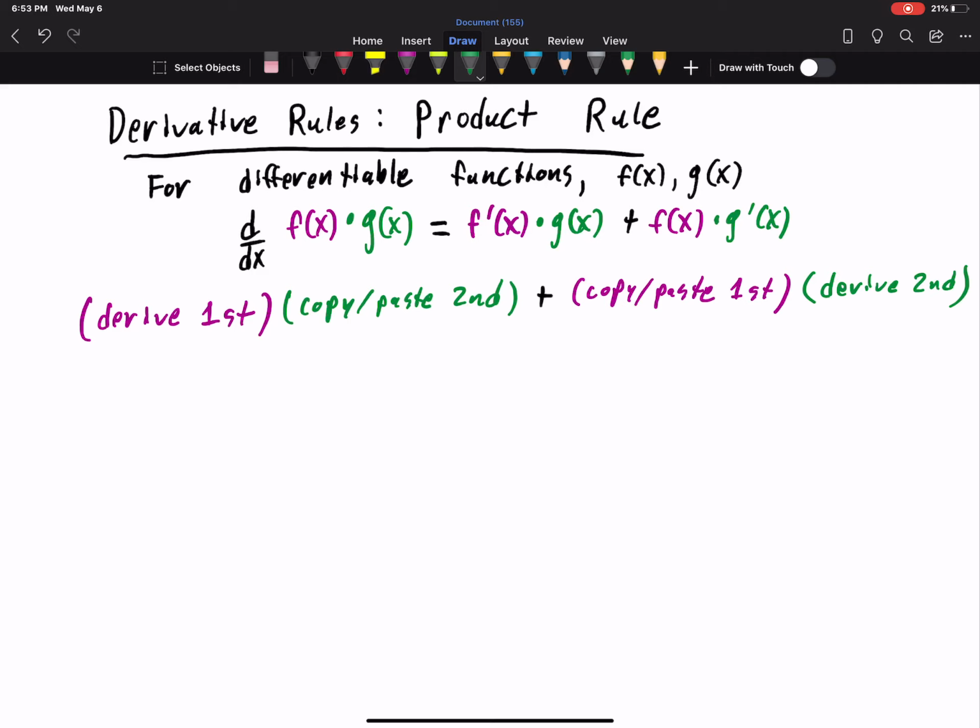So what is this actually saying? When we derive f of x times g of x, we're deriving the first one, we leave the second one alone, plus leave the first alone, derive the second one. So that's exactly what this line below here says: derive the first, copy paste the second, plus copy paste the first, derive the second. Does that make sense? Or at least is it clear for now? So what we're going to do is we're going to use this rule for the following example.